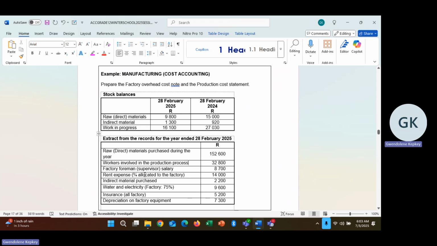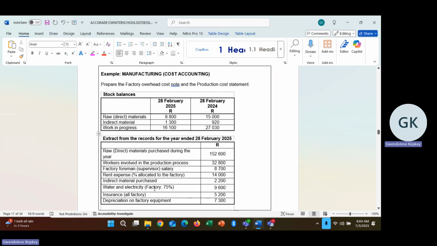It indicates to us that for rent, 3/4 is used by the factory, so the rent expense needs to be allocated 3/4 of the amount over there. My indirect material purchase, as ma'am said, forms an integral part. You can't finish off the product if you don't have that indirect material, okay? Also referred to as consumable stores.